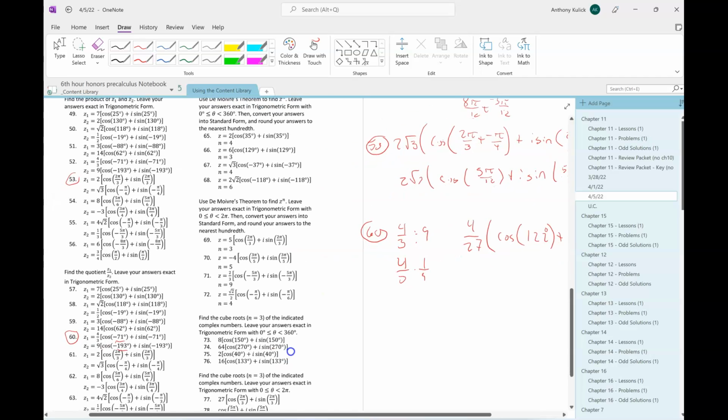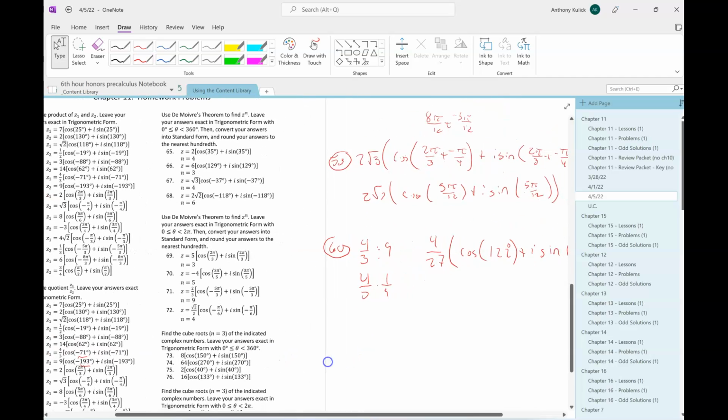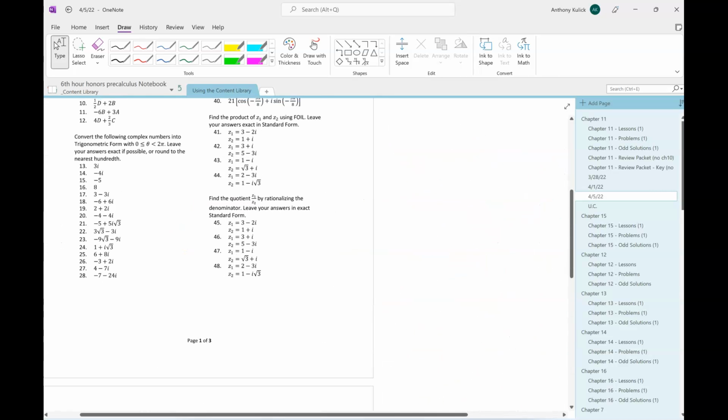Is that cool? Okay. Aiden, did I see yours? Could you just do how to find the R for number 21? Sure. What's the puzzle? So for 21, R is going to be the square root of -5 squared plus 5√3 squared. So that's going to be 25 plus 75.